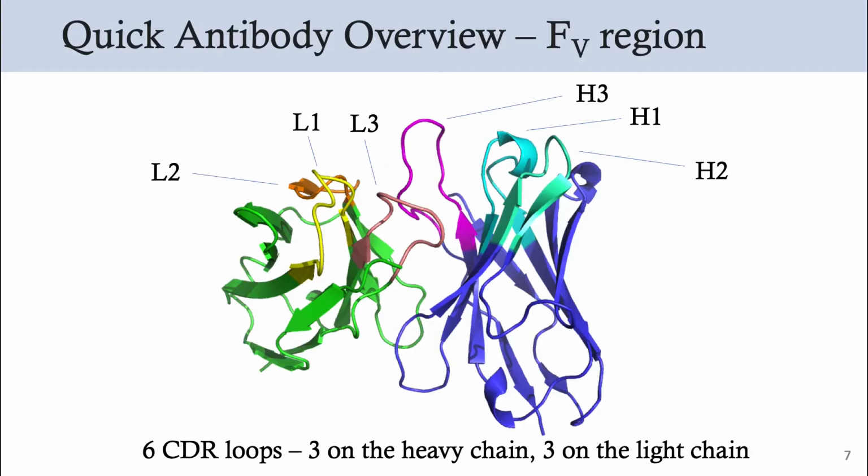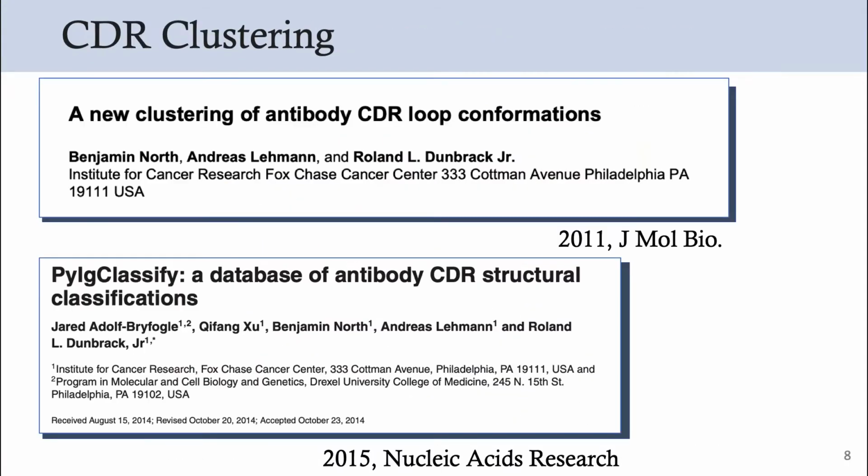One of the main features of the algorithm is a sampling of a database of CDR loops. The Dunbrack Lab has previously published papers on the clustering of CDR loops in antibodies. The method was first described in 2011 in the Journal of Molecular Biology, and then in 2015, the database and associated web server were published in Nucleic Acids Research.